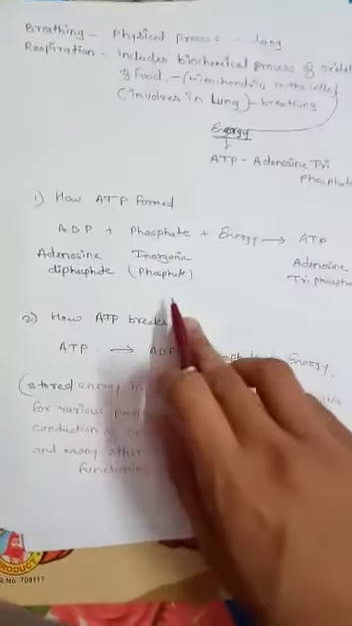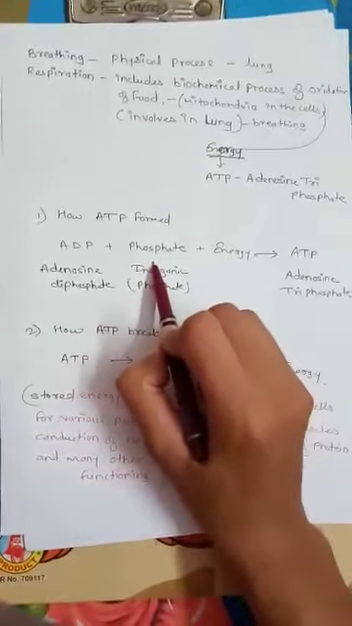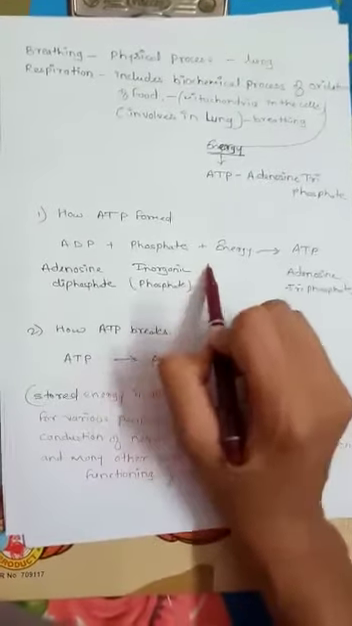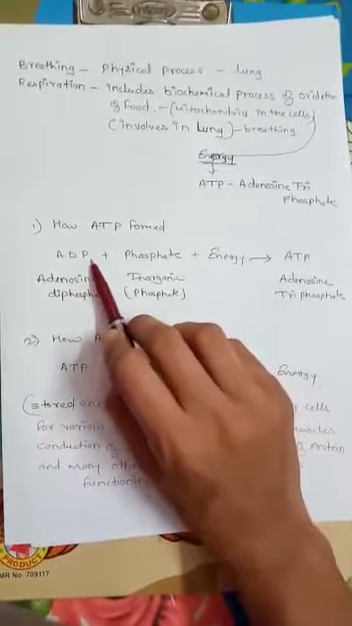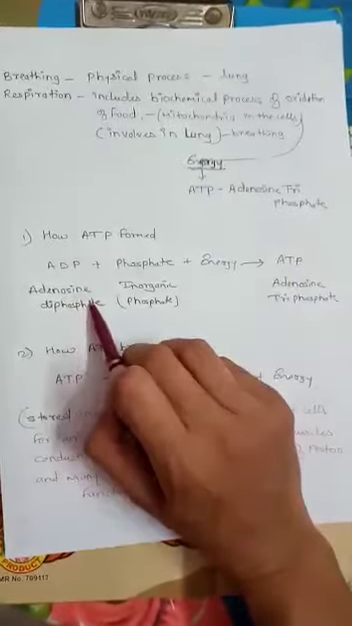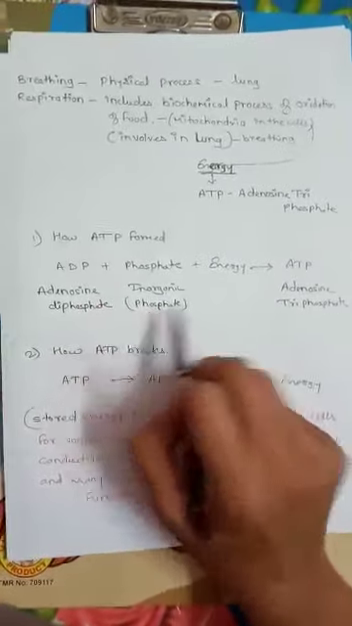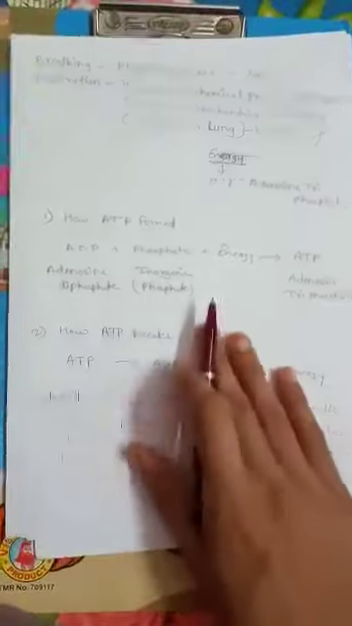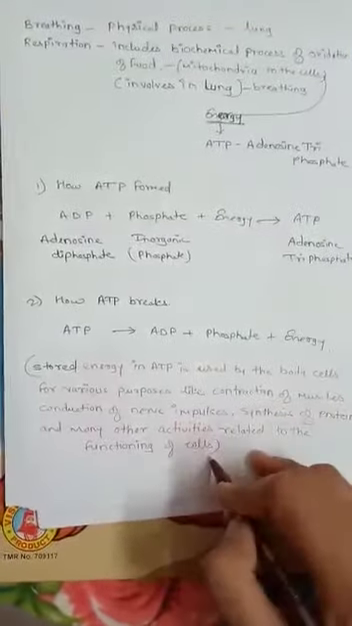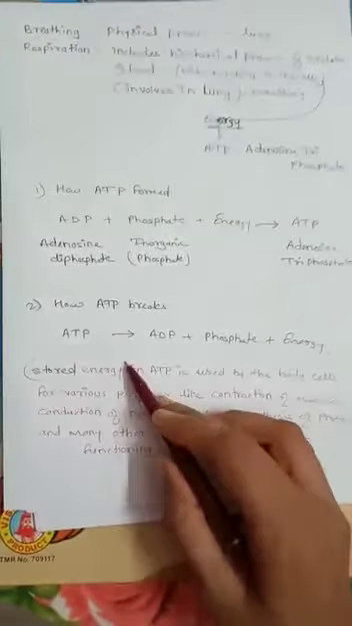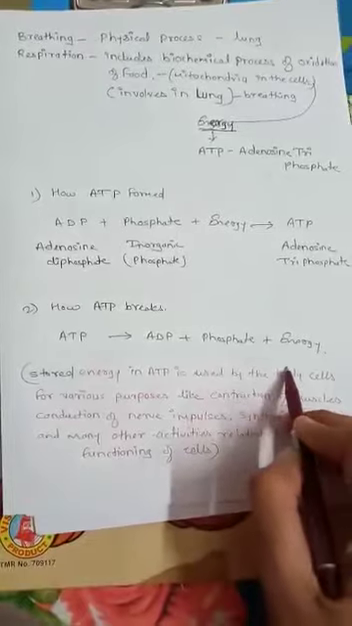How is ATP formed? ATP is formed by the combination of ADP, inorganic phosphate and energy. That ADP is also present in the cell only. So what is ADP? Adenosine diphosphate. When it combines with inorganic phosphate, we get adenosine triphosphate. Now whenever we need energy, how does ATP break? ATP breaks again into ADP and one inorganic phosphate group, and we get the energy.